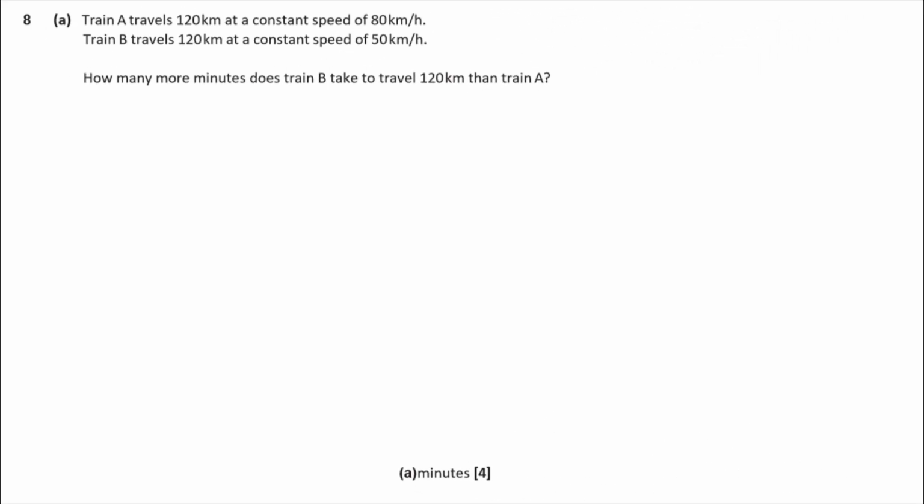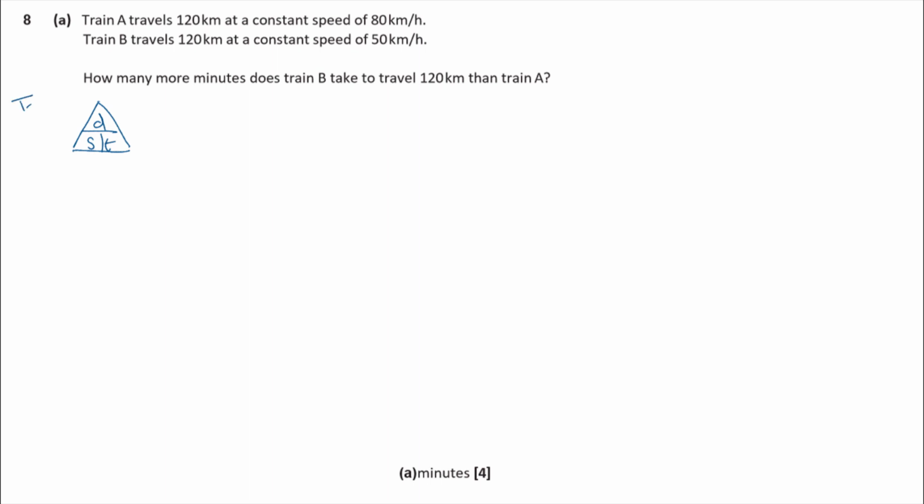Question 8a. Train A travels 120 kilometers at a constant speed of 80 kilometers per hour. Train B travels 120 kilometers at a constant speed of 50 kilometers per hour. How many more minutes does train B take to travel 120 kilometers than train A? Okay, so I'm going to use a distance, speed, time triangle here. DST.